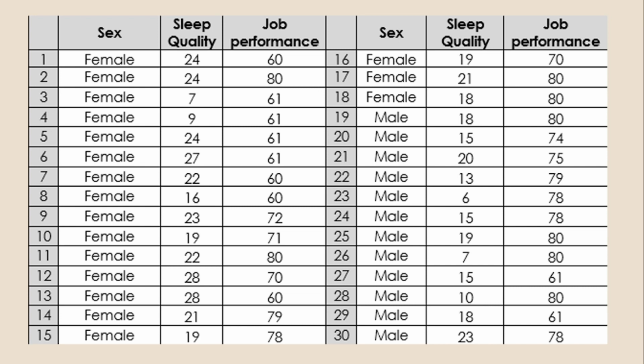So this is the table that I'm talking about. We have only female and male respondents: 18 females and 12 males. This is the sleep quality and the job performance. In the sleep quality column, you can see the numbers, right? As well as the job performance. We don't know what the numbers mean yet. That's why we need the sleep quality scoring guide. So let's look at the sleep quality scoring guide first.